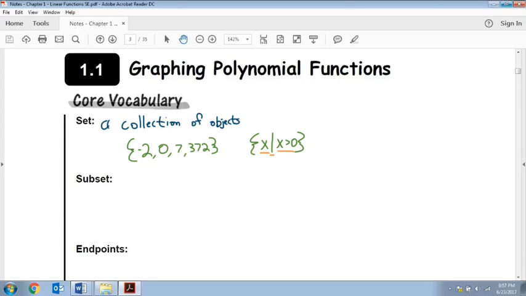A subset is when all members of a set are also members of another set.